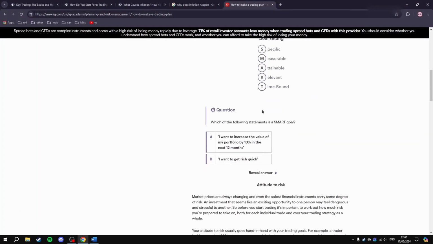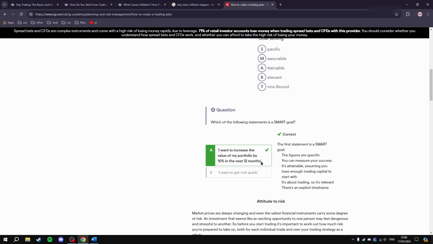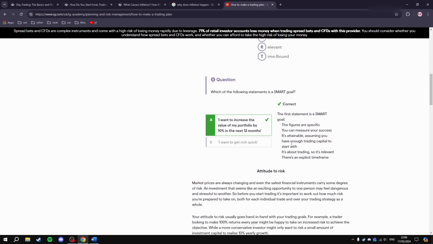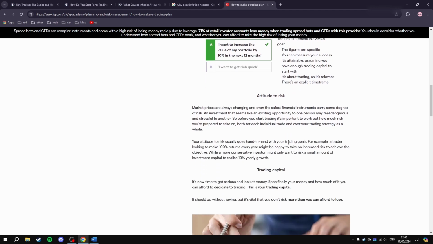Question: which of the following statements is a SMART goal? I want to increase the value of my portfolio by 10% in the next 12 months. I want to get rich quick. The first statement is a SMART goal. The figures are specific. You can measure your success. It's attainable, assuming you have enough trading capital to start with. It's about trading, so it's relevant. There's an explicit time frame. Cool. Attitude to risk.